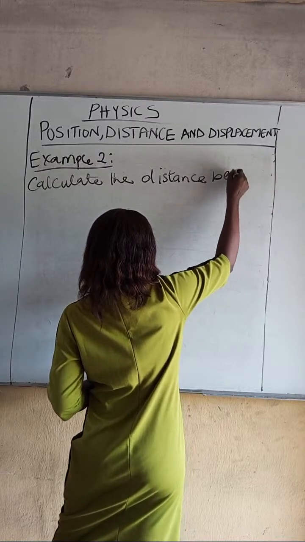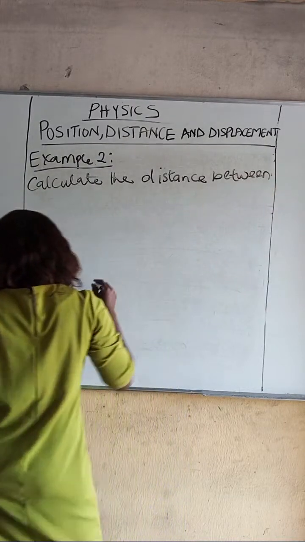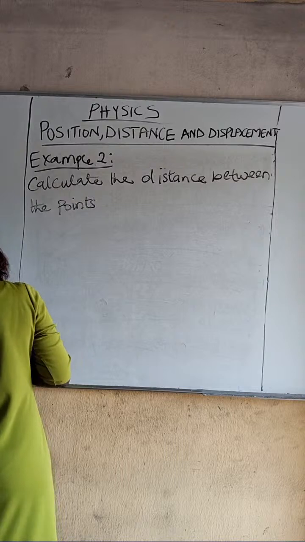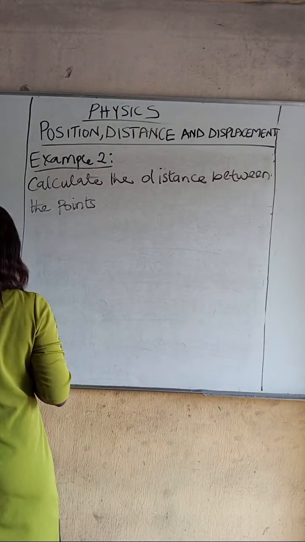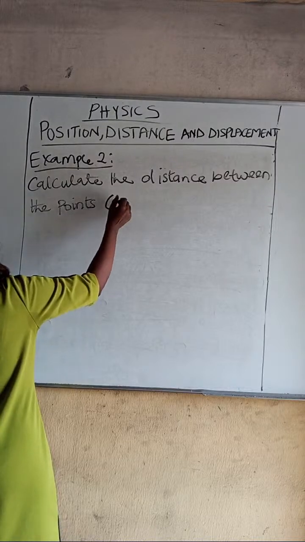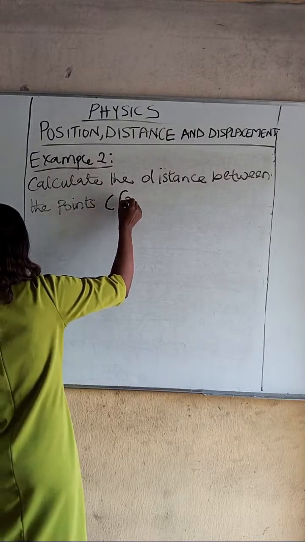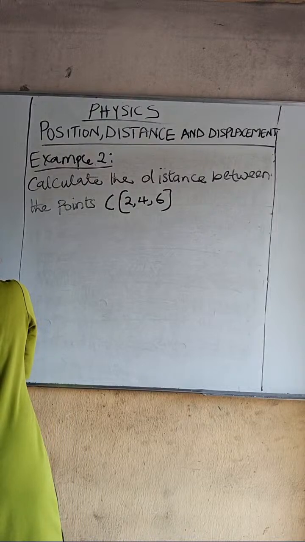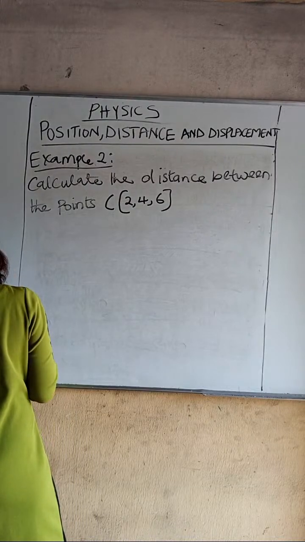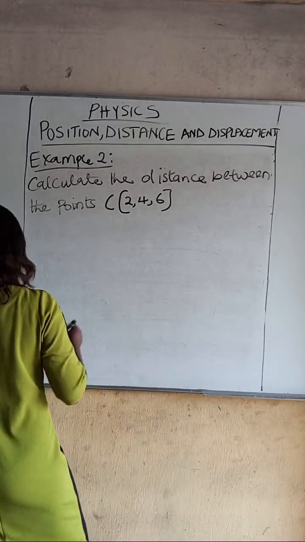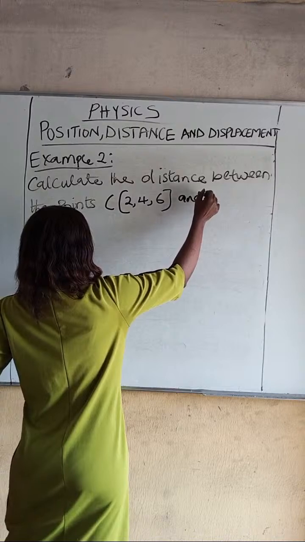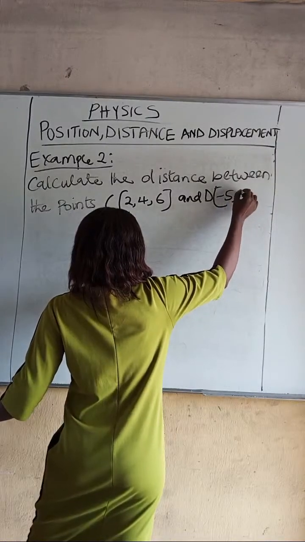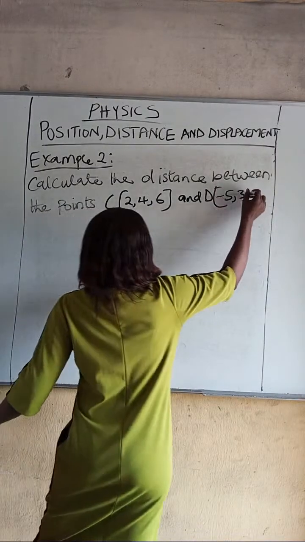between the points C in brackets 2, 4, 6. Okay. Then D in brackets -5, 3 and -4.